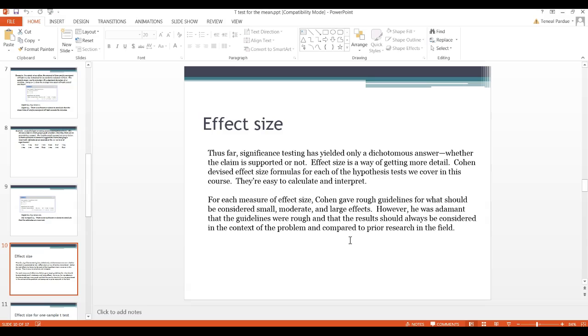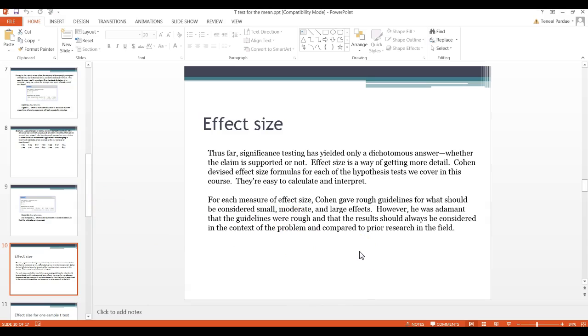And another reason for doing effect size is, if you notice, for a large enough sample, anything will be significant. Any small difference between x bar and mu will turn out to be reject H0. Effect size takes the sample size out of the equation. So we'll look at that.